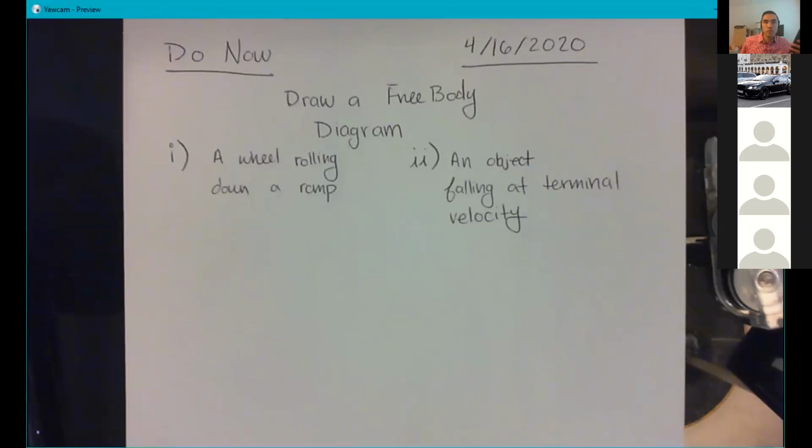Item number 1, draw a free body diagram for a wheel rolling down a ramp. And then item number 2, draw a free body diagram for an object falling at terminal velocity. So just a quick review about the phrase terminal velocity. I think I've only used it like twice this whole class. Does anybody want to talk about terminal velocity? What does that mean?